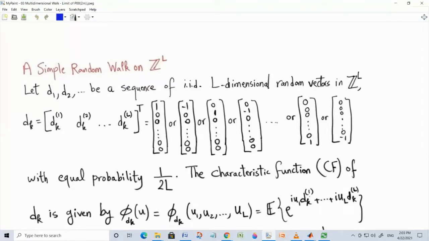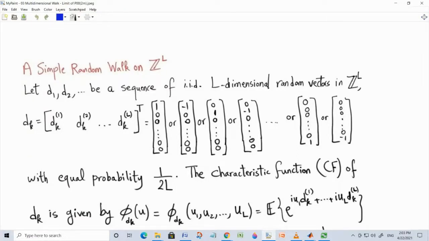Let's do the analysis for a more sophisticated random walk. It's random, so the sophistication will come from being in the L-dimensional space. Imagine now a lattice, a grid in Z to the L. It is the Cartesian product of Z with itself L times, so it's a grid of integers in the L-dimensional space. It's basically a set of points in which each point has L coordinates, all of them integers.